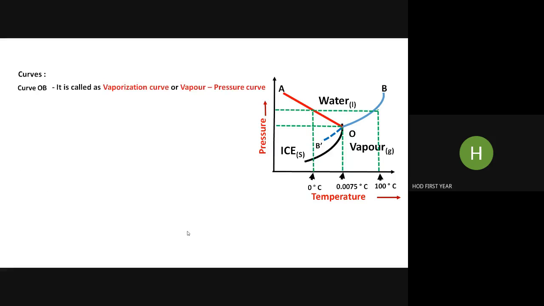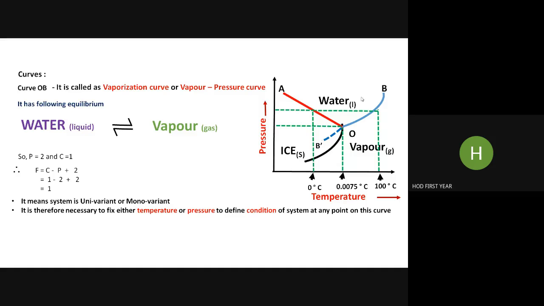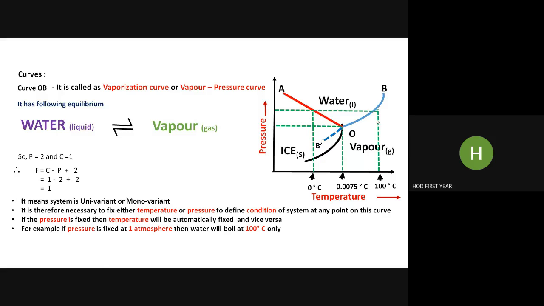Then curve OB is this curve, and this is water to vapor, the vaporization curve. So the equilibrium is obviously liquid water with vapor. When we count phases, we get P equal to 2 and C equal to 1. So F becomes 1. The system is again monovariant. All points on the OB curve are monovariant. Okay. So either temperature or pressure needs to be fixed. And we took the example of boiling point. If we fix pressure at 1 atmosphere, here we'll find 100 degrees Celsius temperature, which is the boiling point.